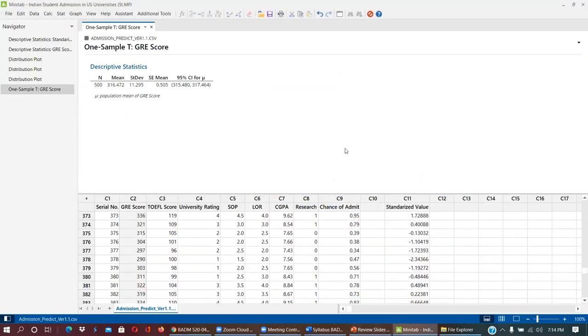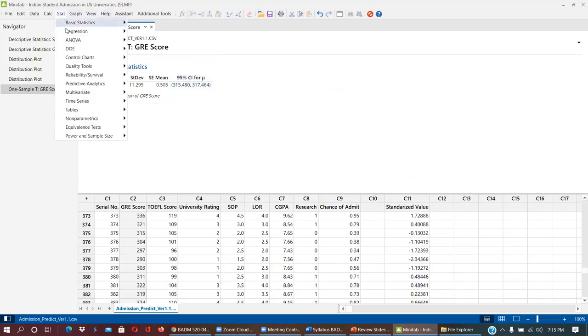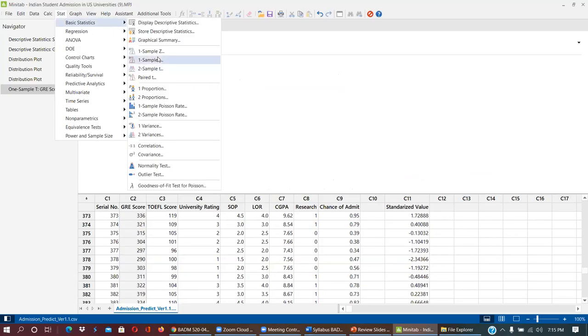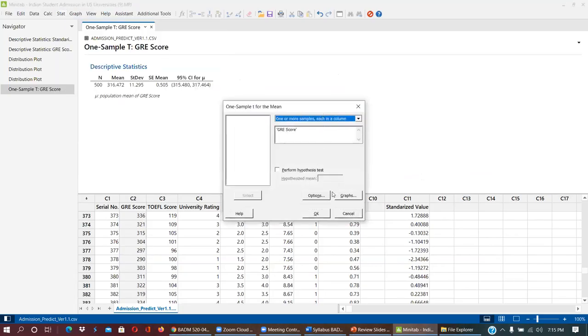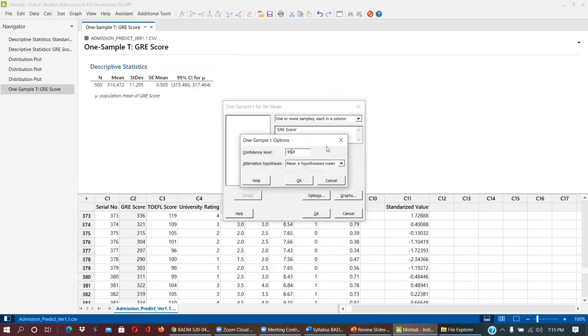Does it change if you put a 99% confidence? Exactly. If you put 99%, it means your confidence interval will be broader. That means the range will be broader. So look into this. Thank you for asking the question. So I go again, basic statistics, one sample, and then I put the option. Here I put 99, let's say. It will be broader.